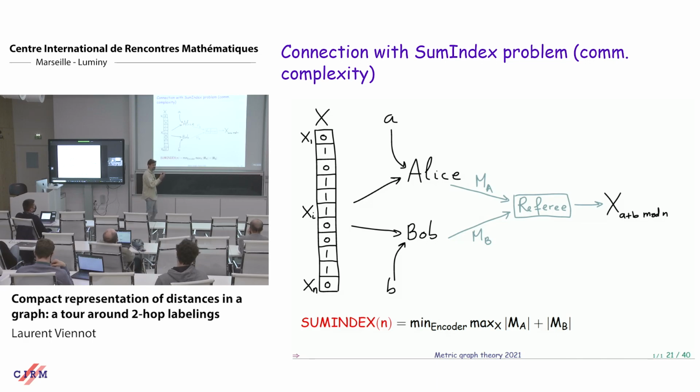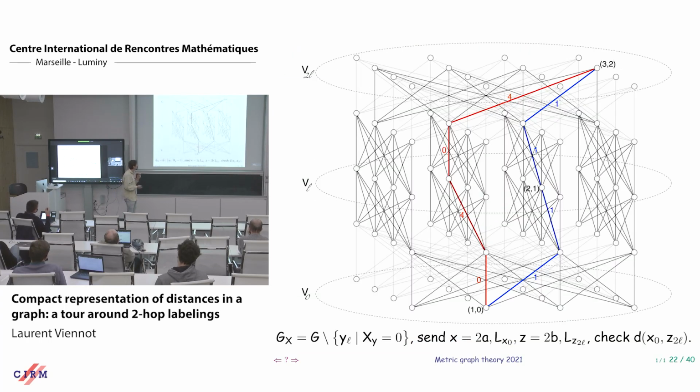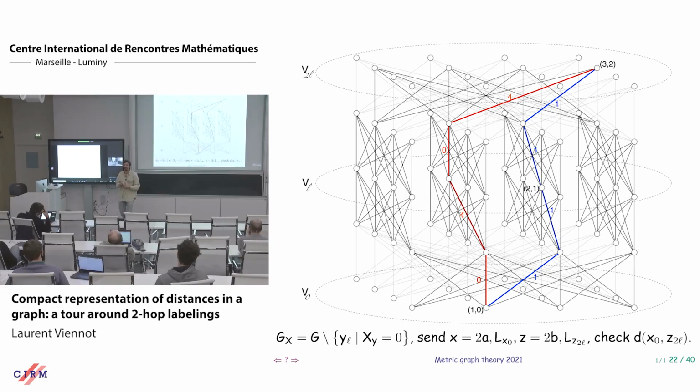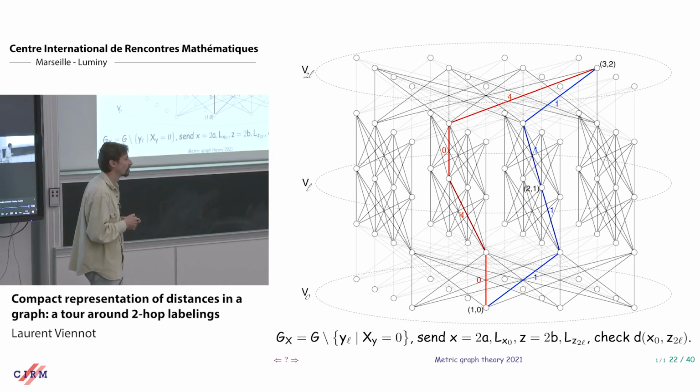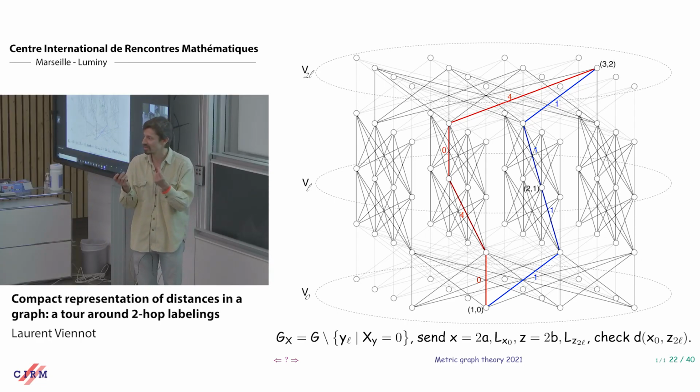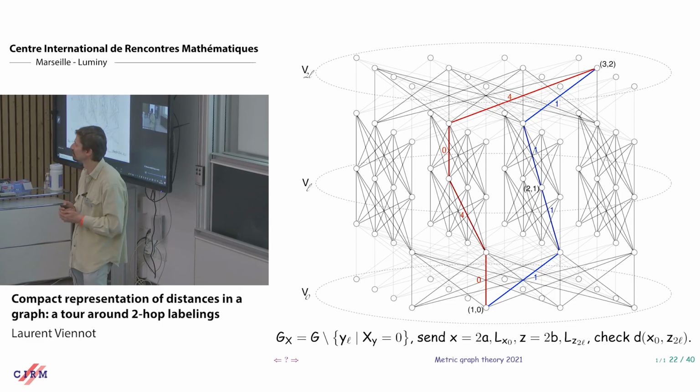And again, you have similar bounds with 2 to the square root of log n on the size of the messages. And if you can improve, if you can find small distance labelings for this graph, then maybe you will get better message size for the problem before, because basically you can use your distance labeling to answer the bit. But I won't go into the details.